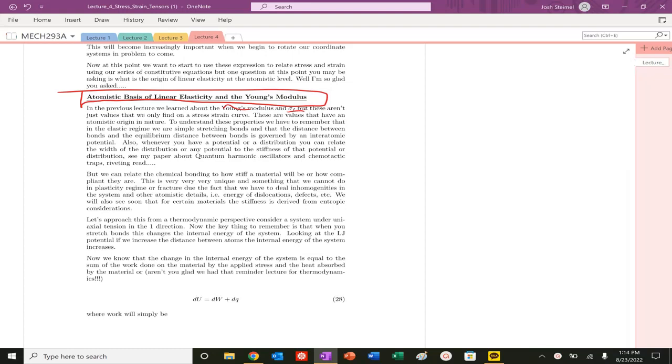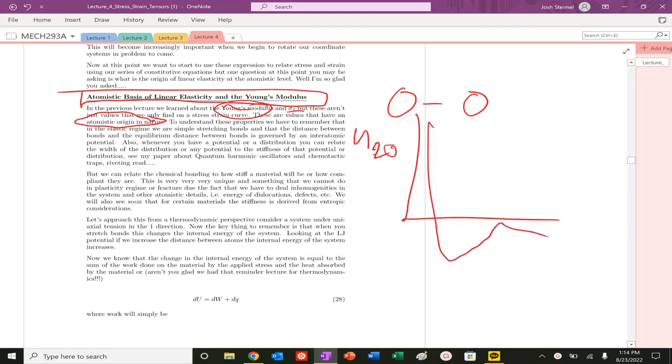They have real values that, at their origin, are atomistic in nature, particularly the Young's modulus, because you're in that linear elastic regime where you're literally just pulling on bonds. And we know that the energy of these bonds is governed by potentials, not just Lennard-Jones potentials, but other potentials. So really, the stiffness of these bonds can be determined by this potential, and the width of that distribution, the curvature, we'll see that in a second, will be related to essentially the stiffness of the potential.